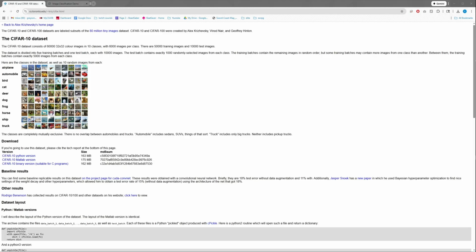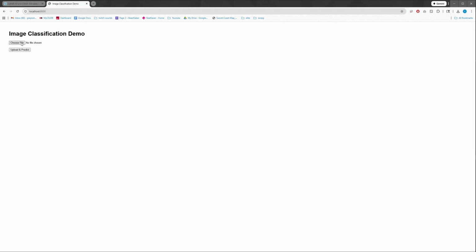So we can see here that if I were to go and upload to my file some sort of screenshot, and if I did an upload and predict, we could see that it thinks that it is a ship based upon the value that's returned, and it's about 70% confident.